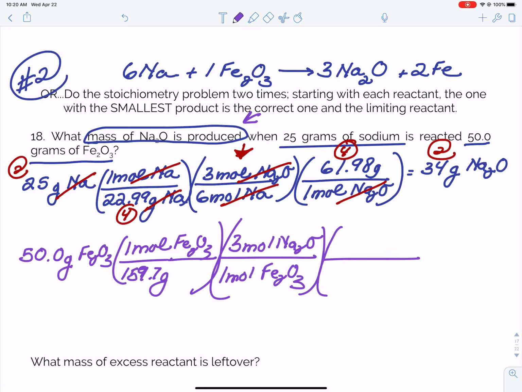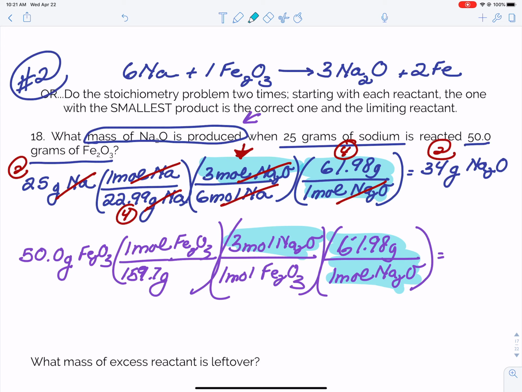Because the question I want to ask in both of these sets of dimensional analysis parentheses is the same: what mass of sodium oxide? What you'll notice is that the last parentheses, the 61.98 grams, are the same in both problems, because I'm trying to answer the same question: how many grams of Na2O?